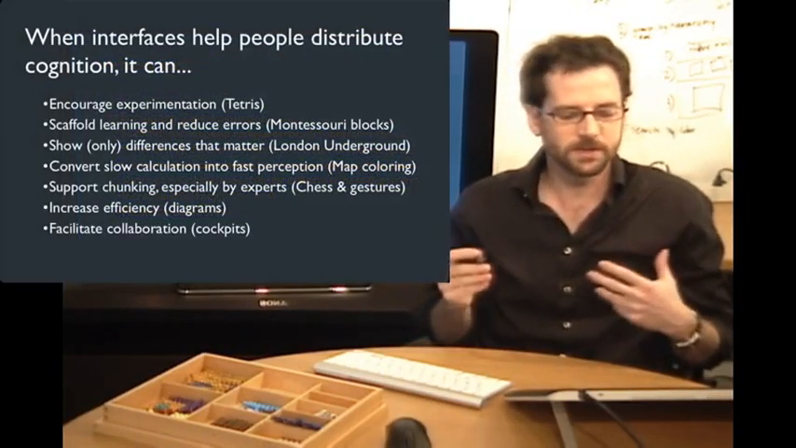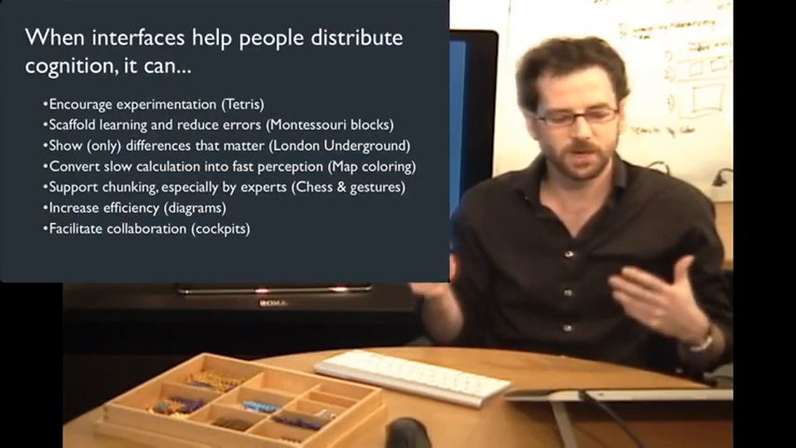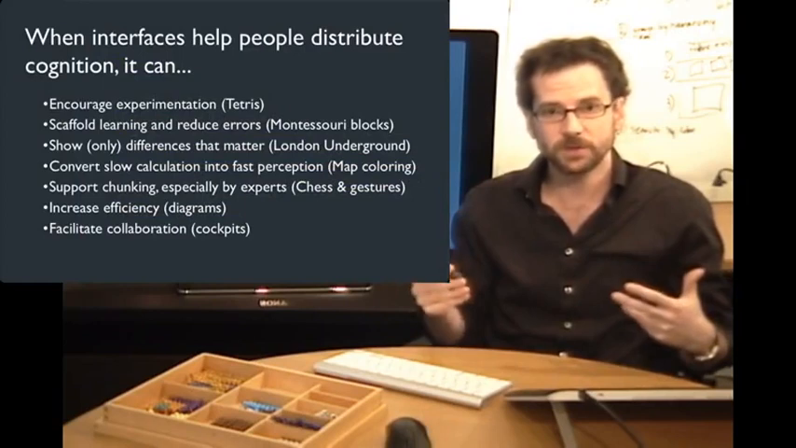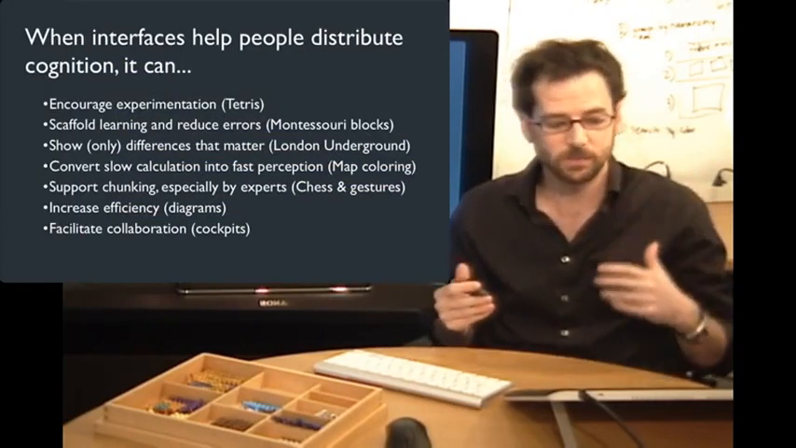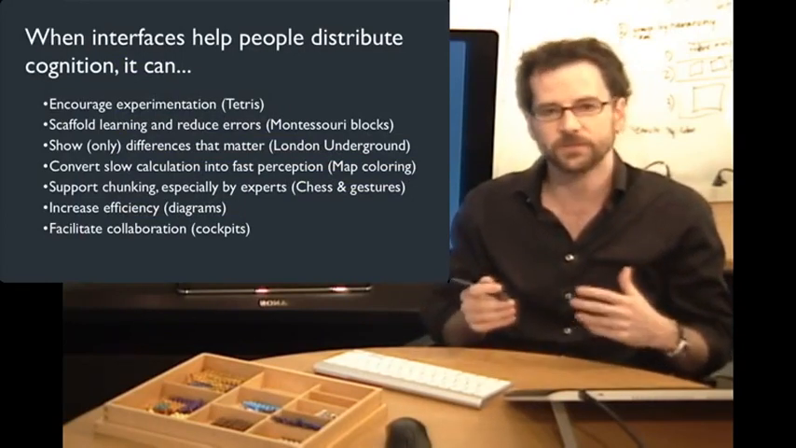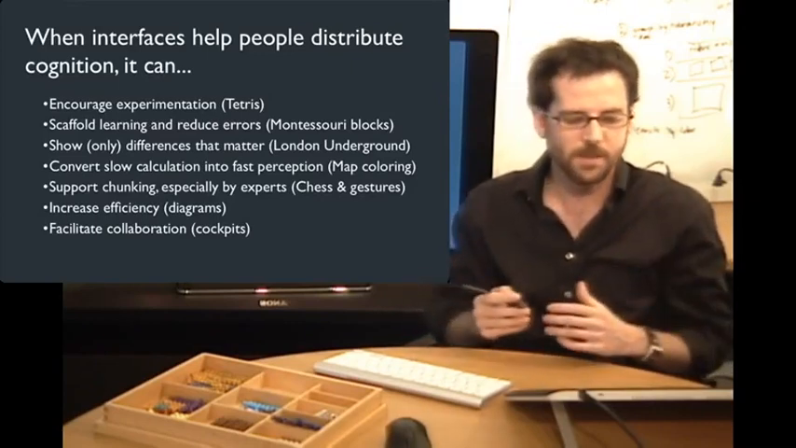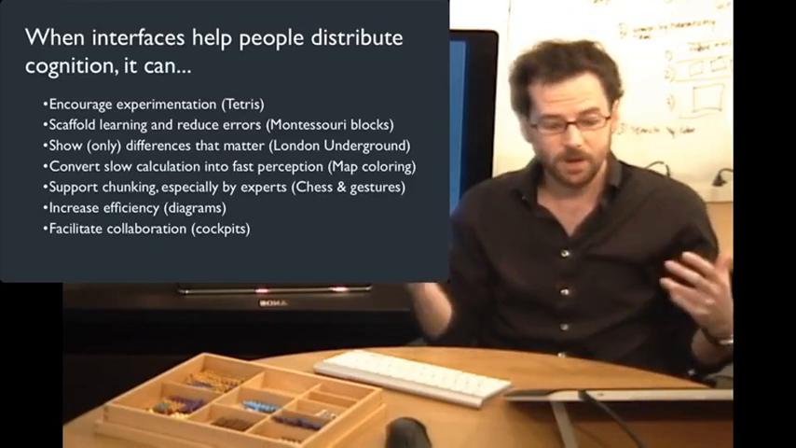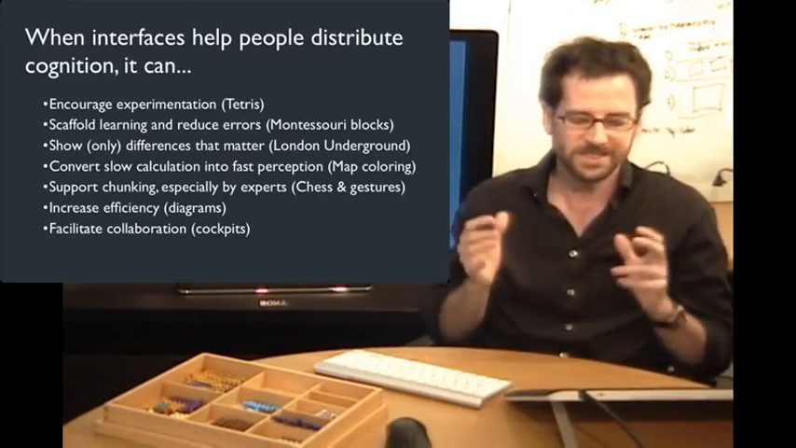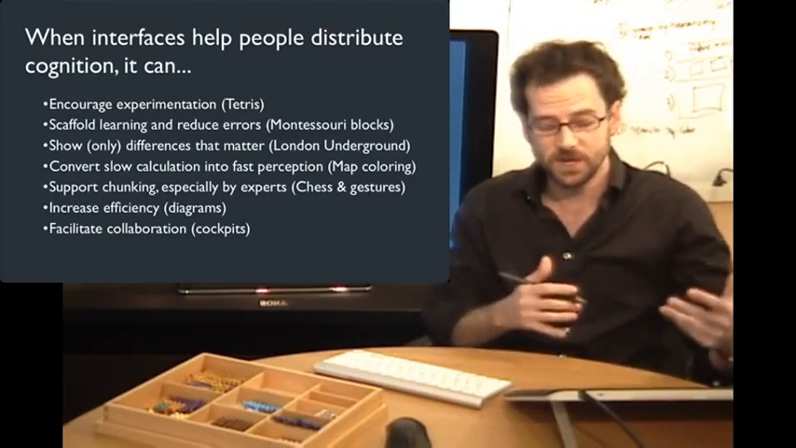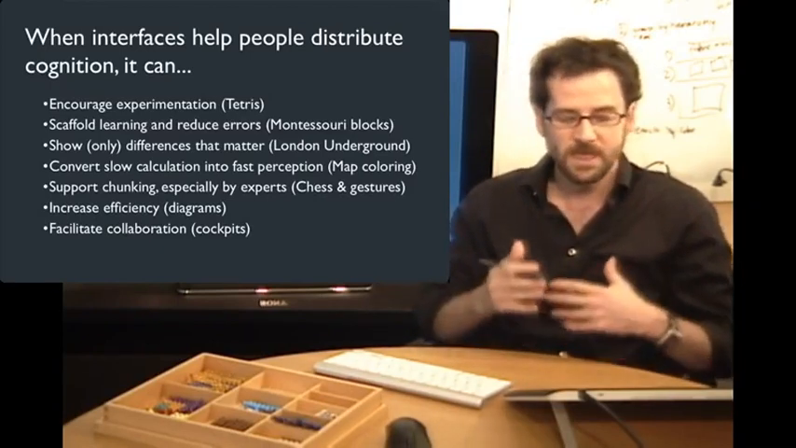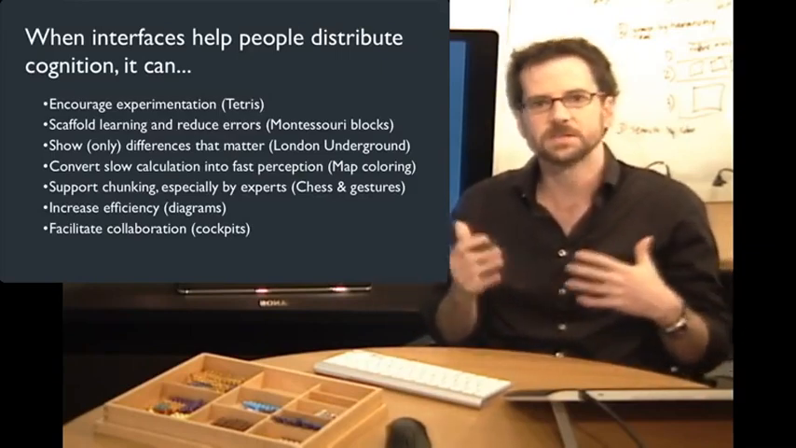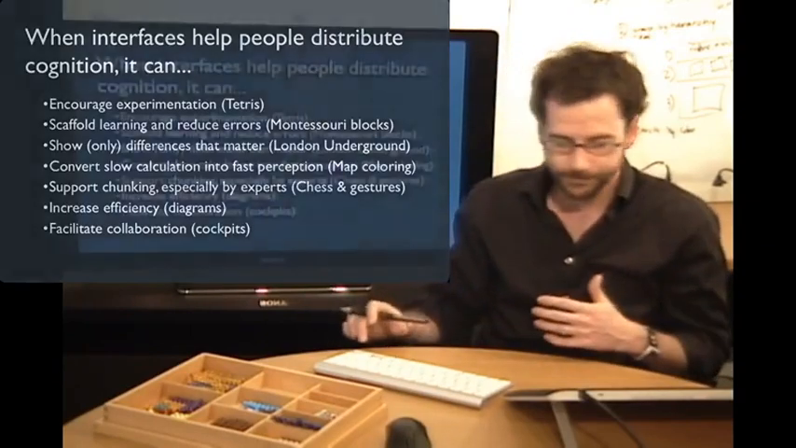So what we've seen here is that when interfaces help people distribute cognition, it can encourage experimentation like we saw in Tetris. It can scaffold learning and reduce errors like we saw with the Montessori blocks. It can show only the differences that matter like in the London Underground map. It can convert slow calculation into fast perception like we saw with the map coloring. It can support chunking, especially by experts, as we saw with chess and with gestural interfaces. It can increase efficiency, as we saw with diagrammatic representations, and it can facilitate collaboration like we saw in the cockpit.